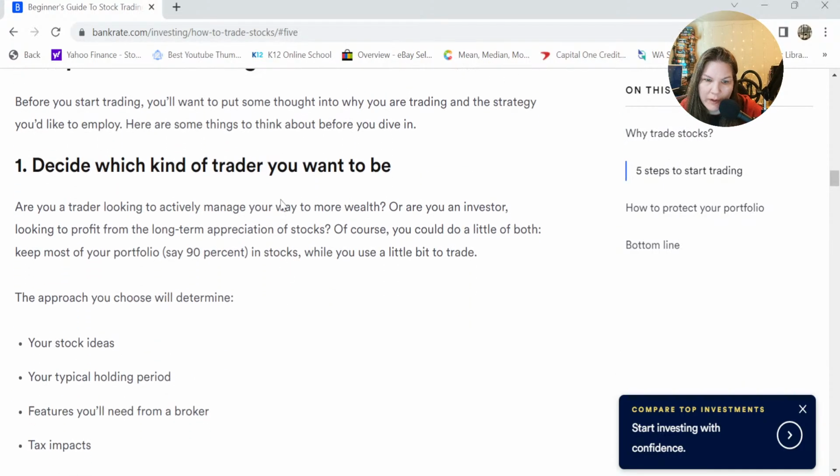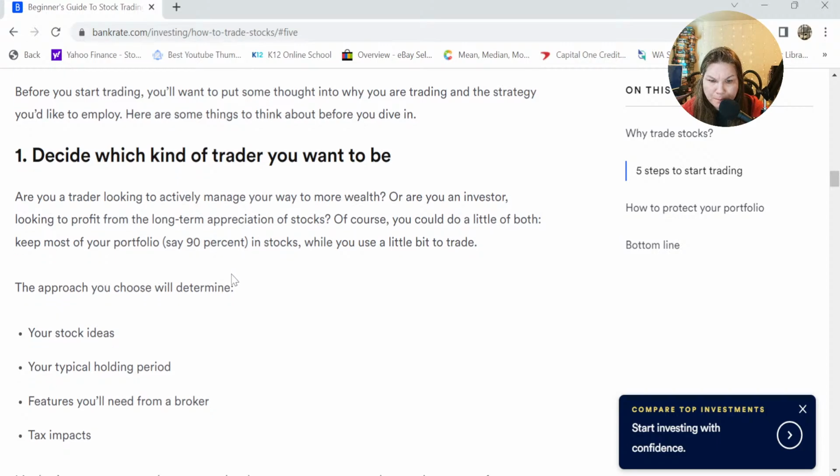So, we're going to think about what strategy you'd like to use. Here's something to think about before you dive in. Decide what kind of trader you want to be. Are you a trader looking to actively manage your way to more wealth? Are you an investor looking to profit from the long-term appreciation of stocks? Of course, you could do a little of both. Keep most of your portfolio, say 90%, in stocks, while you use a little bit to trade. And that's the plan. That is my plan, guys.